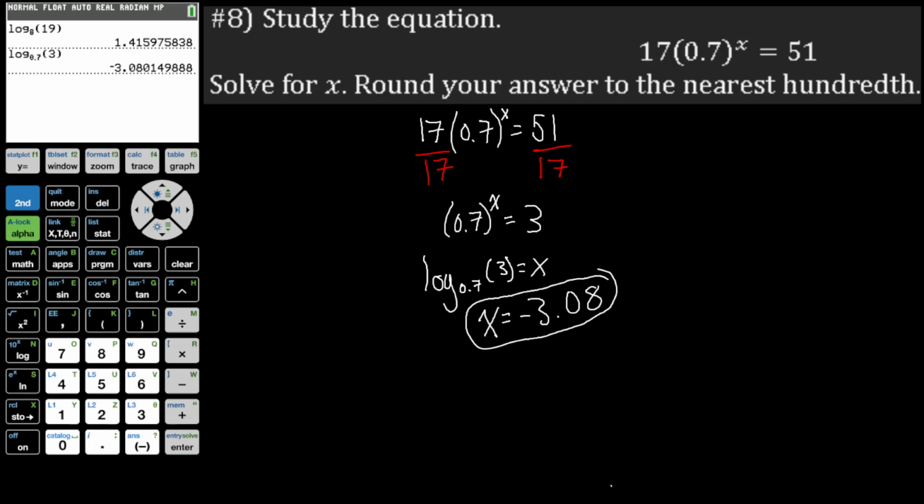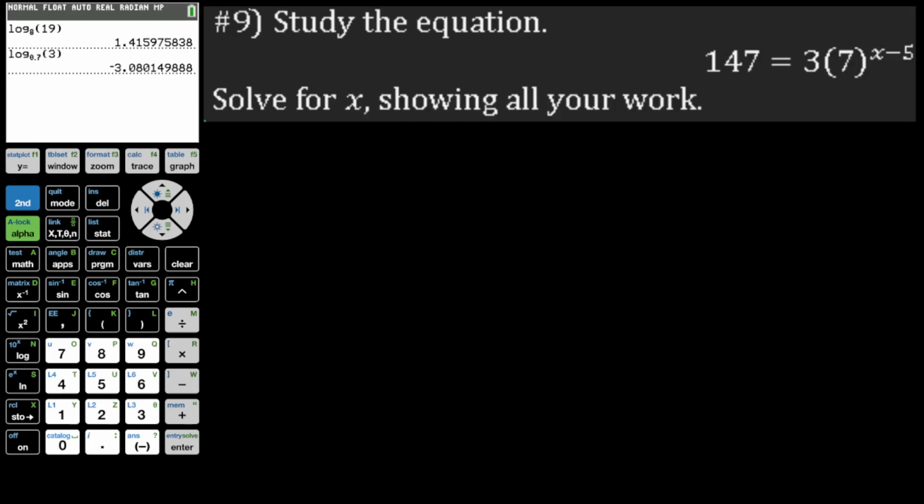For that next one, number 9, there it is. Number 9, it says study the equation. It gives you the same kind of setup as the previous one, and so I'm going to have my equation 147 equals 3 times quantity 7 to the power x minus 5. And anytime your exponent has a variable, that's when we're going to have that exponential function.